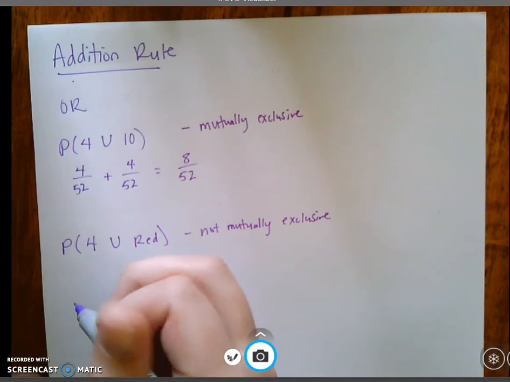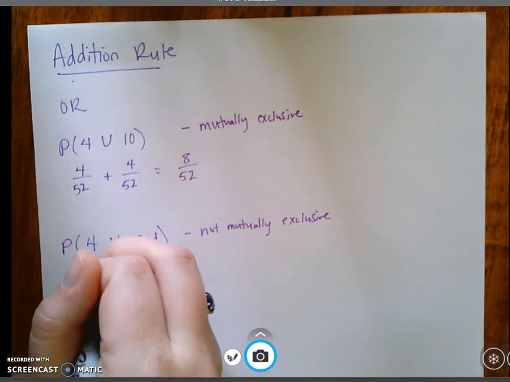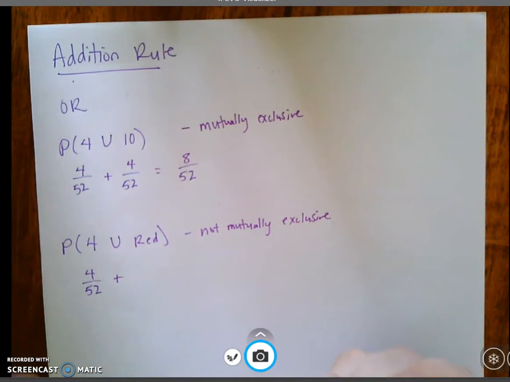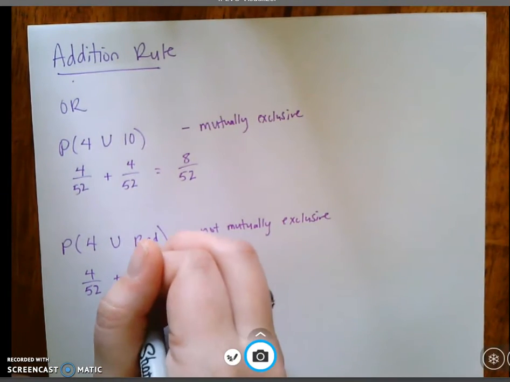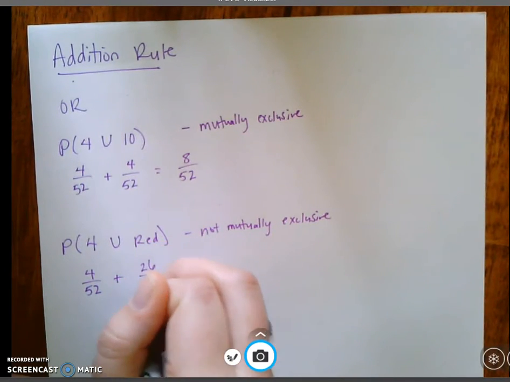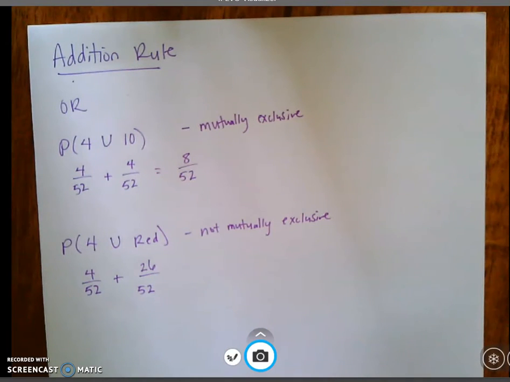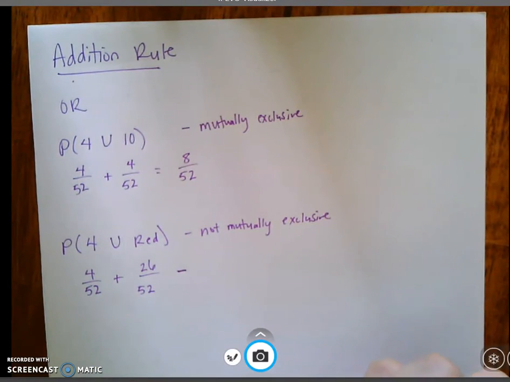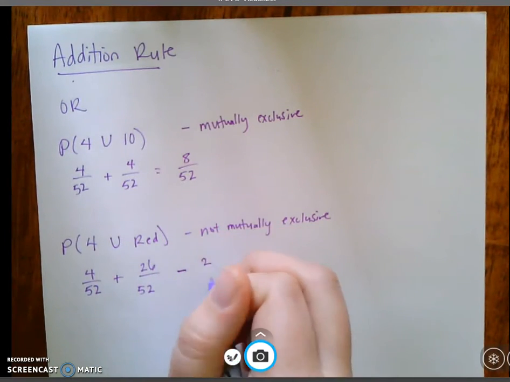So let's look at the probability here. Probability of being a 4 is still 4 out of 52. Or still means add. Or will always mean add. Okay? Red cards. There are 26 red cards in the deck out of 52. But I can't stop there. When they are not mutually exclusive, meaning they can happen at the same time, I also have to subtract. I subtract the things that are both. How many red 4 cards are there? There are 2. There's the red of hearts and the red of diamonds.